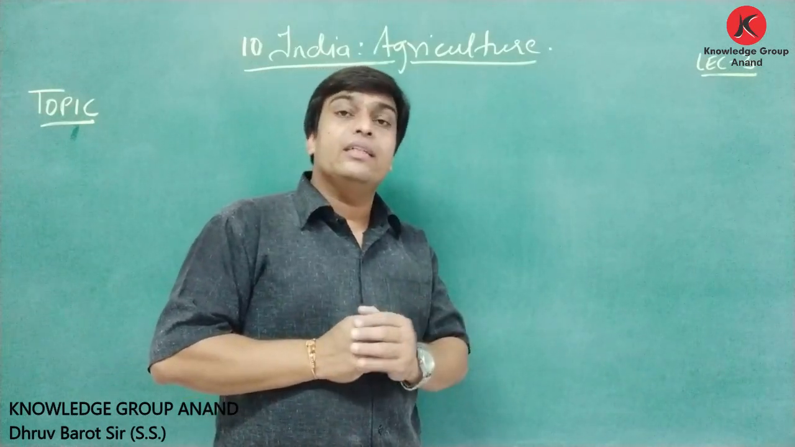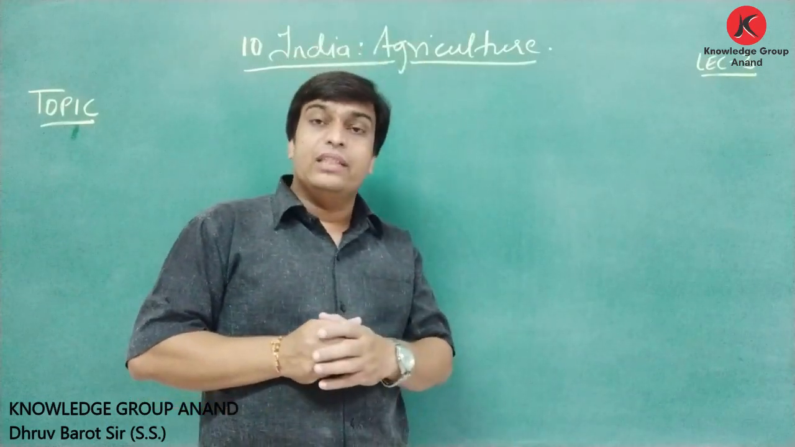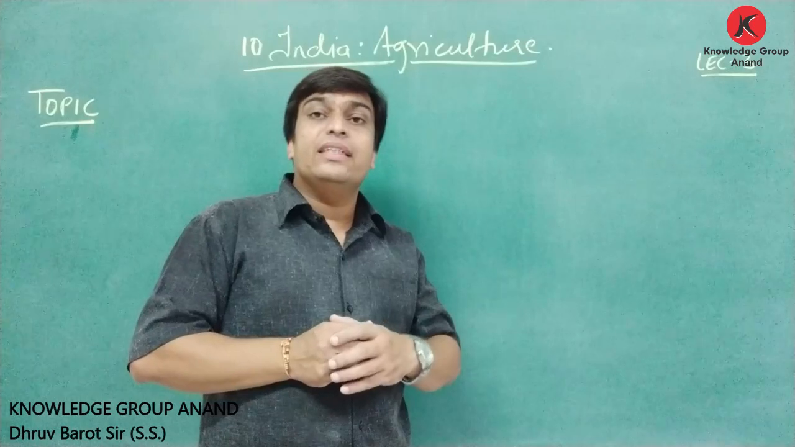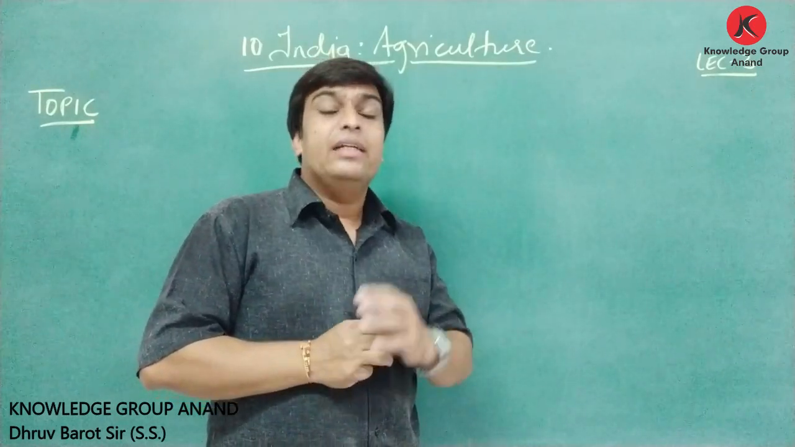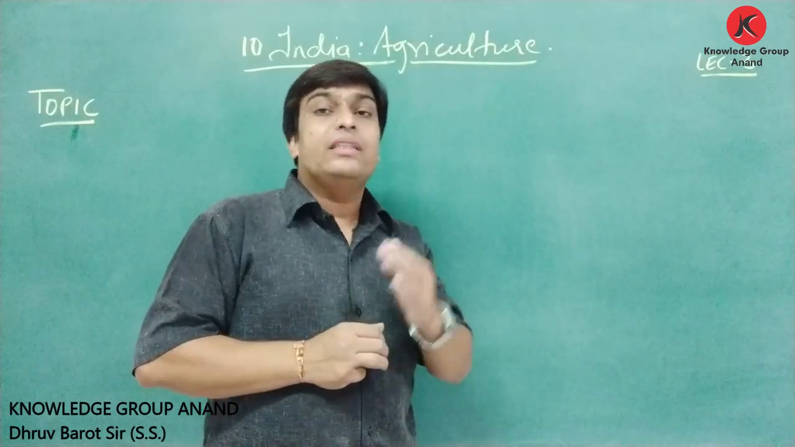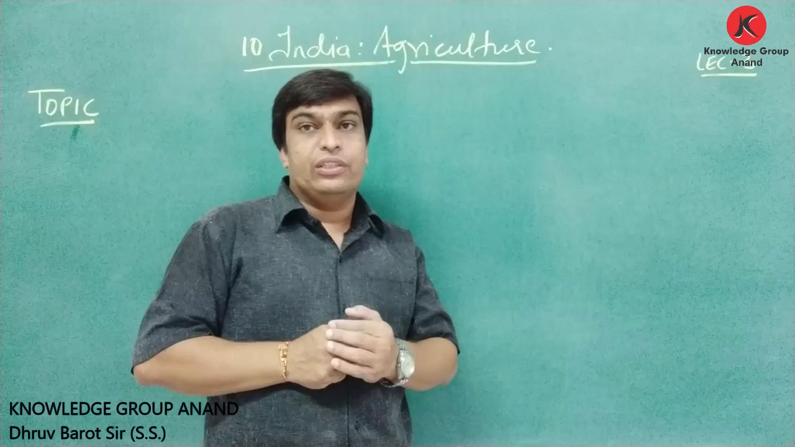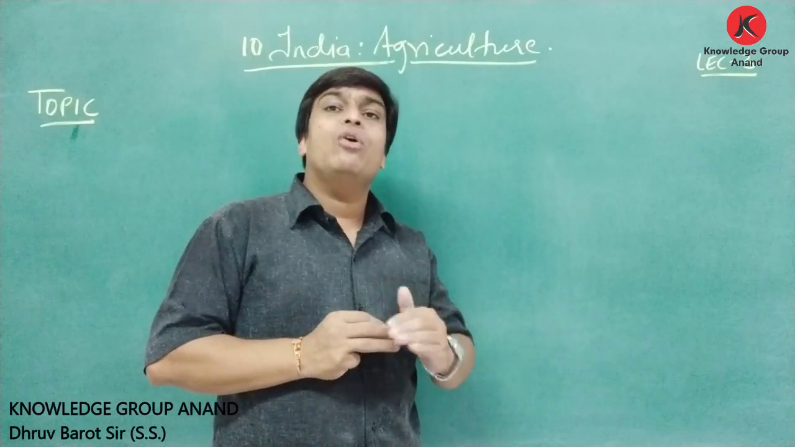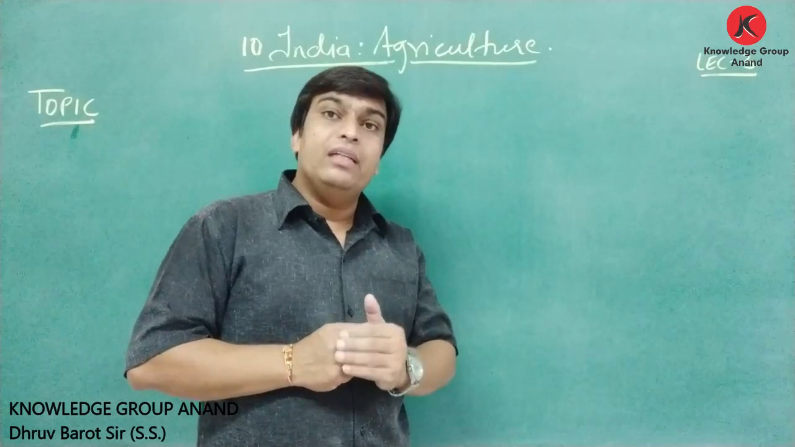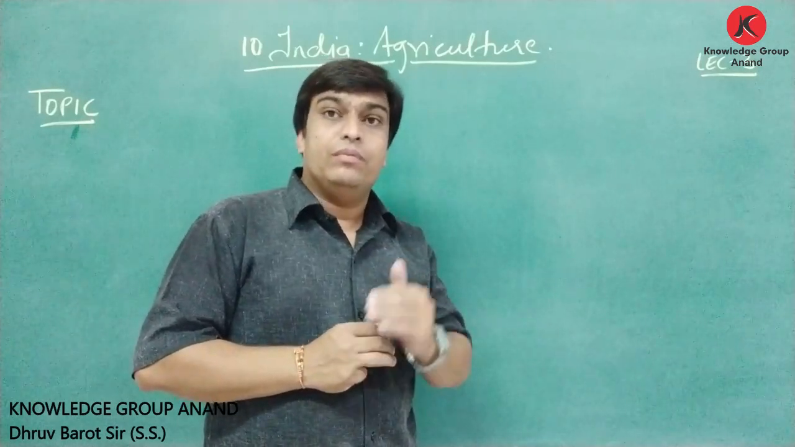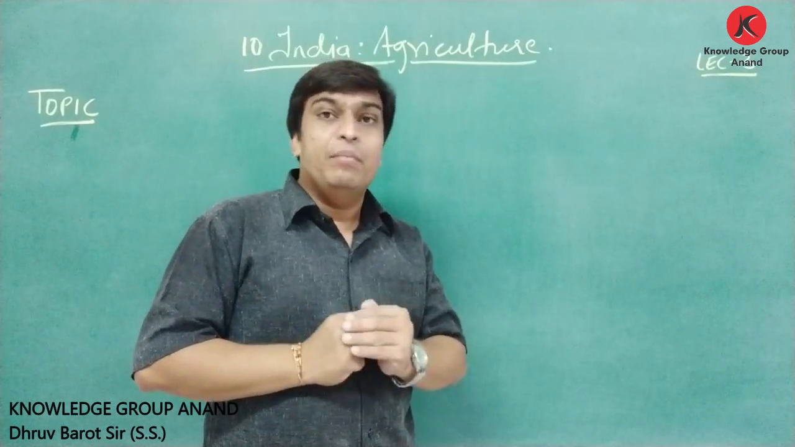Friends, we also discussed the types of agriculture in our previous lectures. We discussed 6 types of agriculture: subsistence farming, dry farming, wet farming, shifting agriculture, plantation agriculture, and intensive agriculture. After that, we discussed the methods of farming: organic farming, sustainable farming, as well as mixed farming.